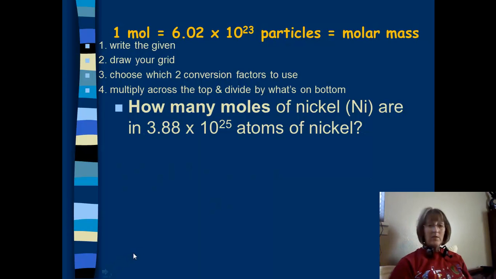Number 10, how many moles of nickel are in 3.88 times 10 to the 25 atoms of nickel? Write down the given.